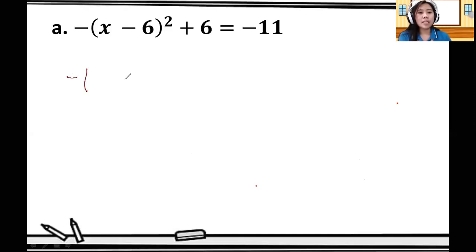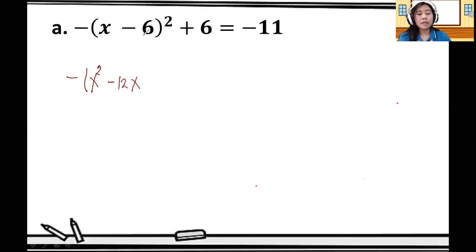In expanding this factor, we need to simplify it, or you can also use the FOIL method po in simplifying this equation or this factor. So x times x is x squared. Always remember po, dalawa po lagi ang first term and the last term. So x times x is equal to x squared. Then negative 6 times 2 is negative 12. Negative 12 times x is negative 12x.